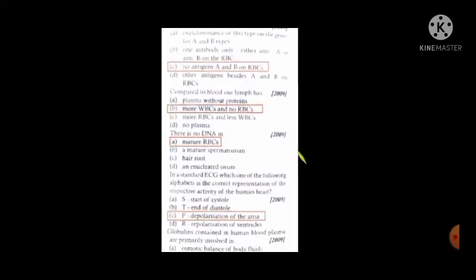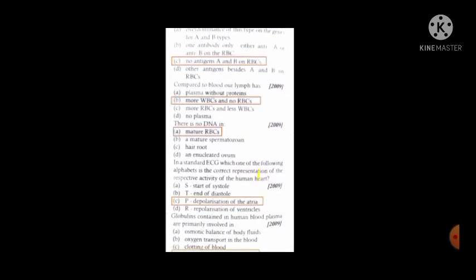The most popular blood grouping, the ABO grouping, is named ABO and not ABC because O refers to having no antigen A and B on RBCs. Compared to blood, lymph has fewer WBCs and no RBCs.